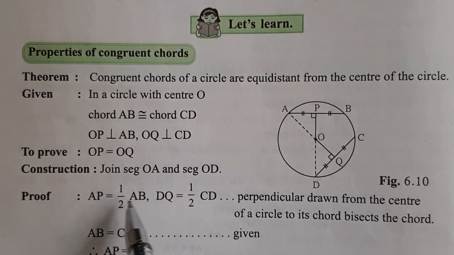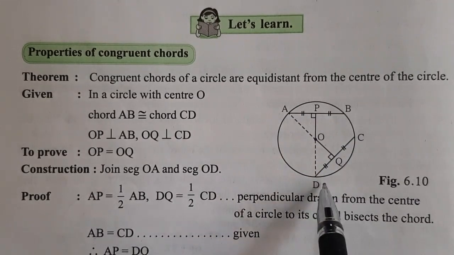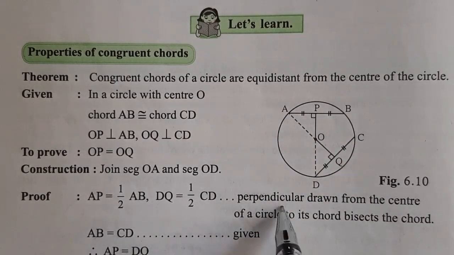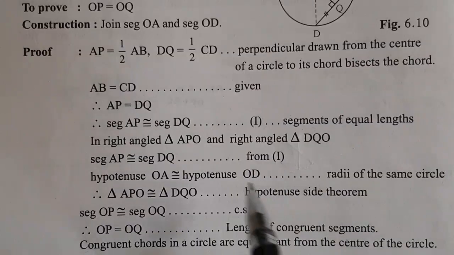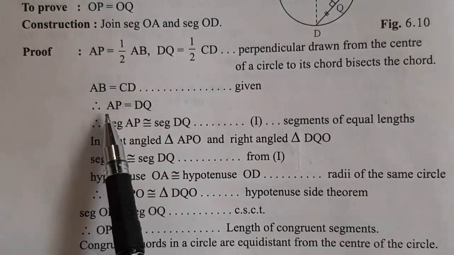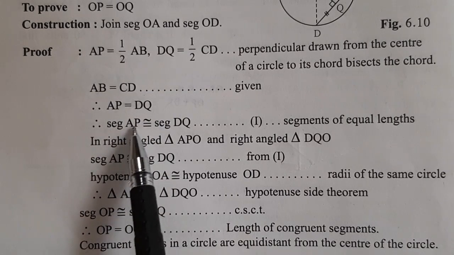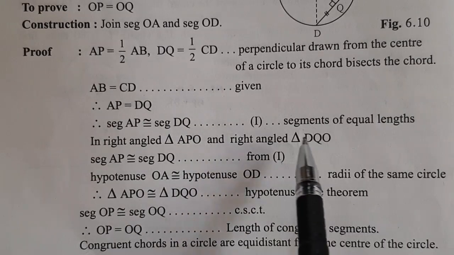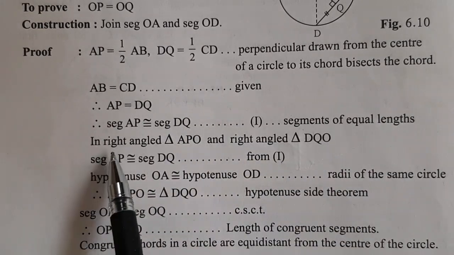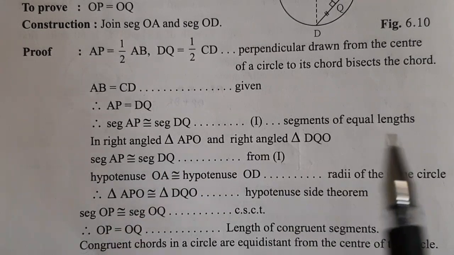Then prove. See the proof. AP equals half of AB. Then similarly DQ equals half of CD, because a perpendicular drawn from the center of a circle to its chord bisects the chord. Therefore AB equals CD, given. So we can say that AP equals DQ. Therefore segment AP is congruent to segment DQ, segments of equal length.